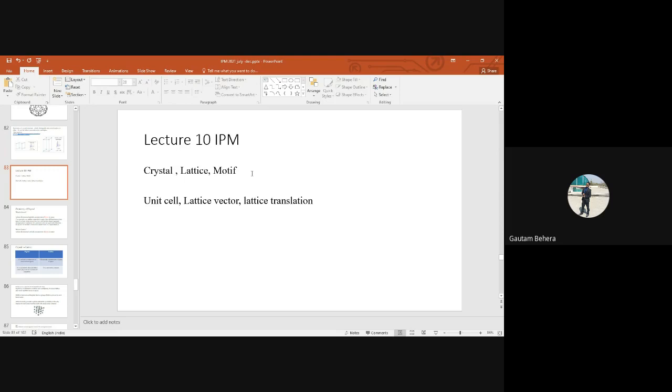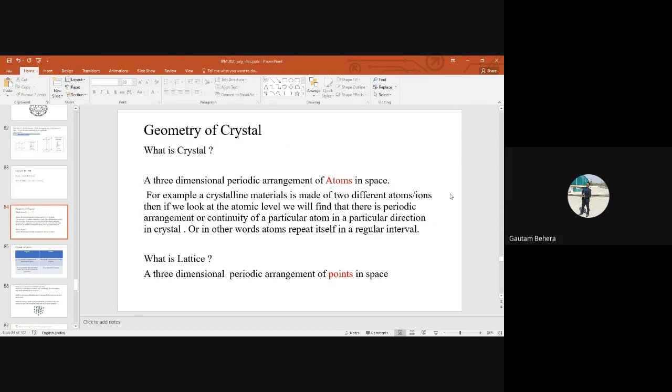So these are today's contents: crystal, then lattice, then motif. This motif is also called basis, and other contents are unit cell, lattice vector, lattice translation. So these are today's contents. So, geometry of crystal. What exactly is a crystal? That is the question now.